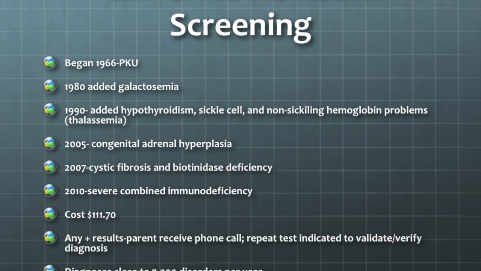The California screening and actually the newborn screening, which is done across the nation, diagnoses close to 7,000 disorders per year, and that's 7,000 kids that we're actually improving their quality of life. So this ends part one.